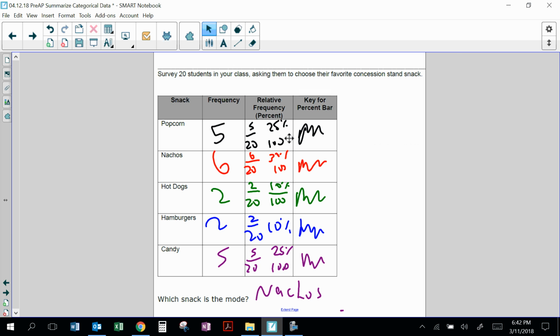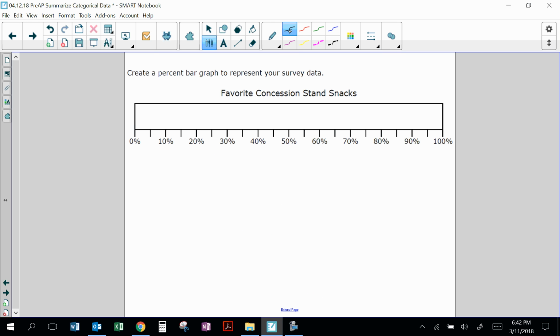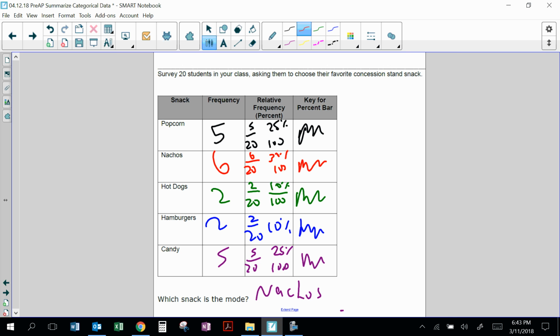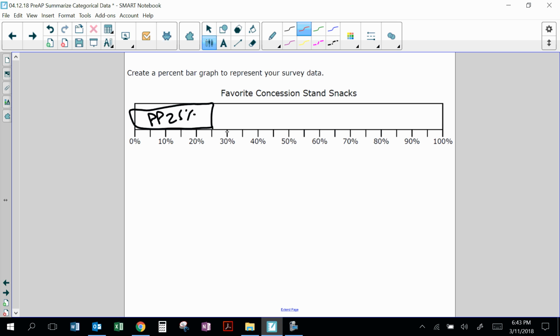So 25% of this bar will be for popcorn. This is by 5%. So this percent popcorn, 25%. Let's look back at the previous one. 30% chose nacho. Will I go right here to 30%? No, because if I draw it from here to here, it is at 30%, but it ranges from 25 to 30. That's only 5%.